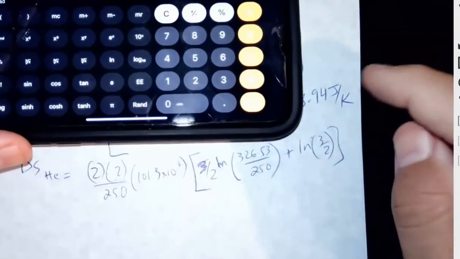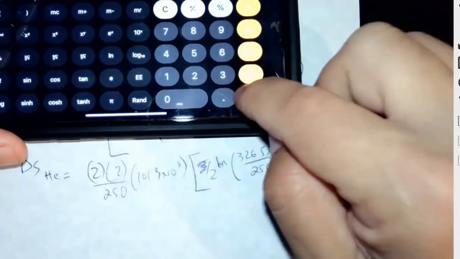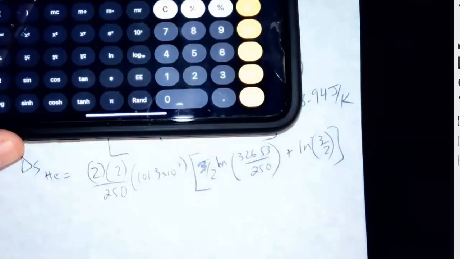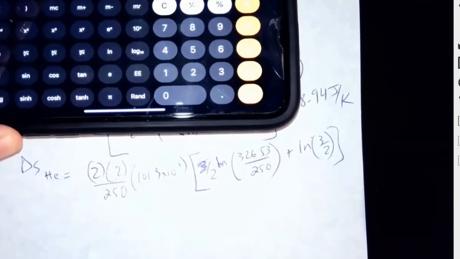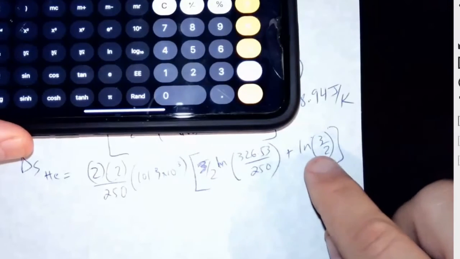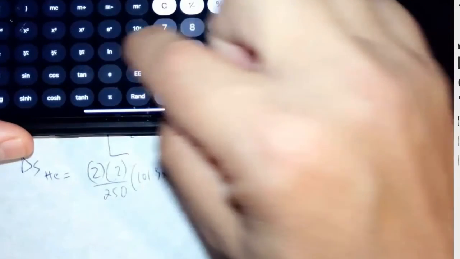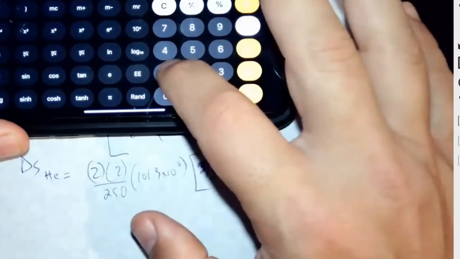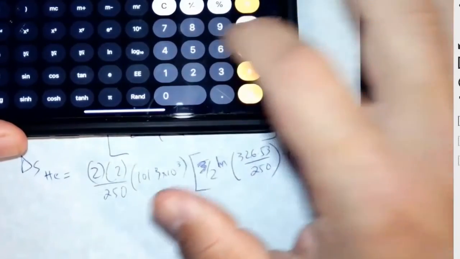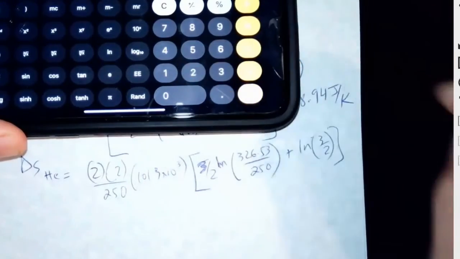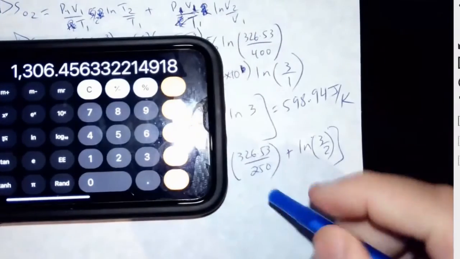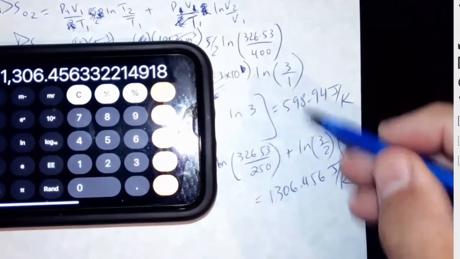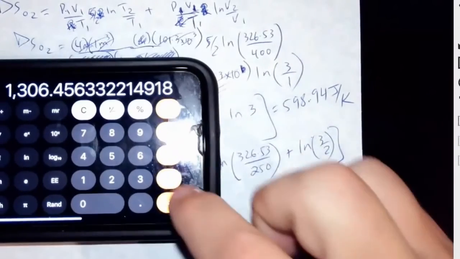326.53 divided by 250, ln, times 1.5, plus then take the ln of 1.5, times 101.3 times 1000, times 4 divided by 250. Ooh, its entropy increases a lot. 1306.456, right? So now when they combine, the change in entropy is the sum of that.